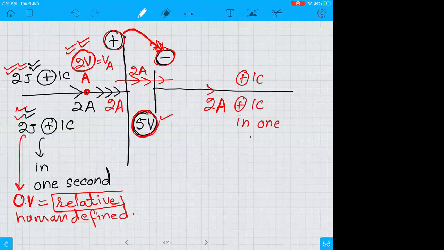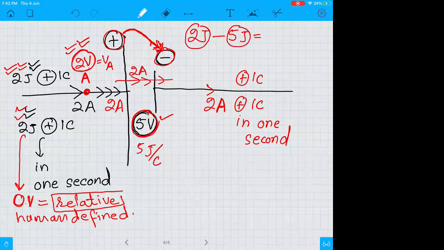What is changed? Basically, the battery will take 5 joule from every coulomb. Since we are moving from positive to negative, the charge will lose 5 joules of energy. As a result, the energy remaining with the charge will be, initial energy was 2 joules, energy lost is 5 joules. As a result, the remaining energy is negative 3 joule. So after passing through the cell, every charge has an energy of negative 3 joule.